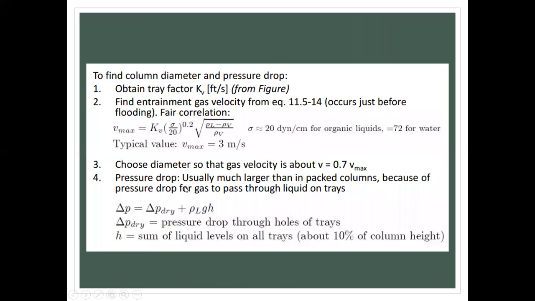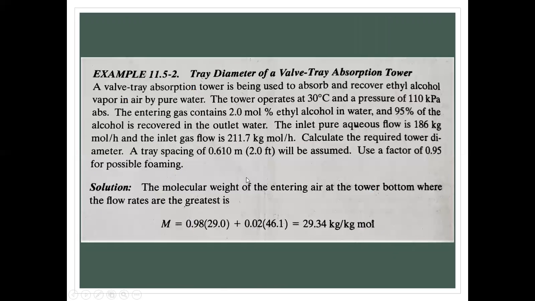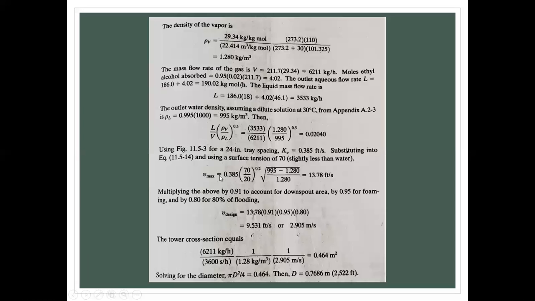So this KV is actually that KV here. You will determine this one. So that's what we're going to determine next here. So maximum velocity using the formula will be 13.78 feet per second. This is maximum velocity when your column is on the verge of flooding. So multiplying the above by 0.91 to account for downspout area and 0.95 for foaming and 0.80 for 80% flooding.